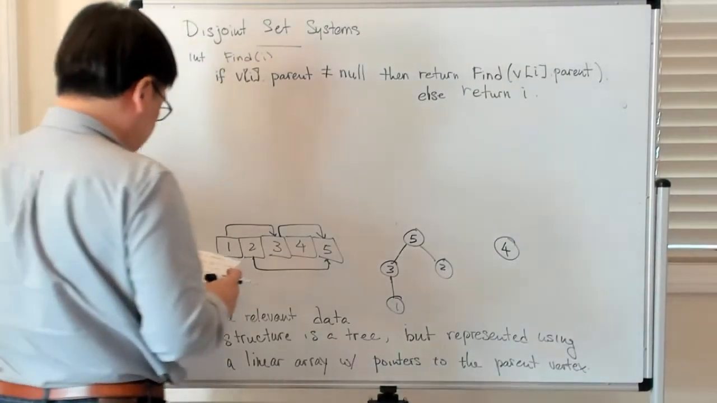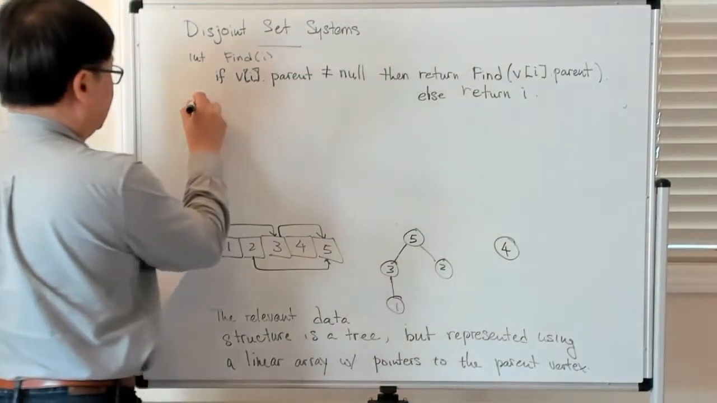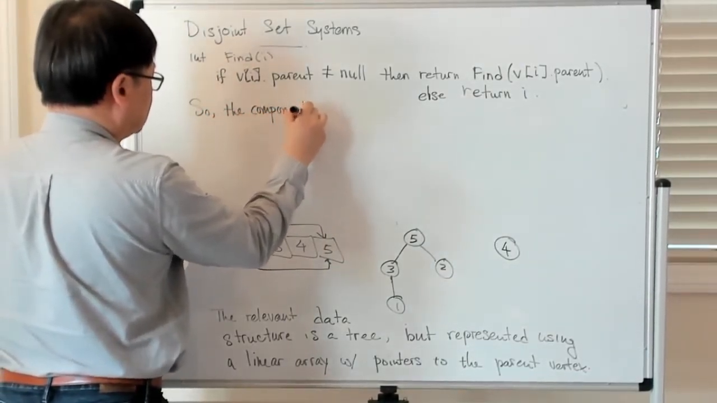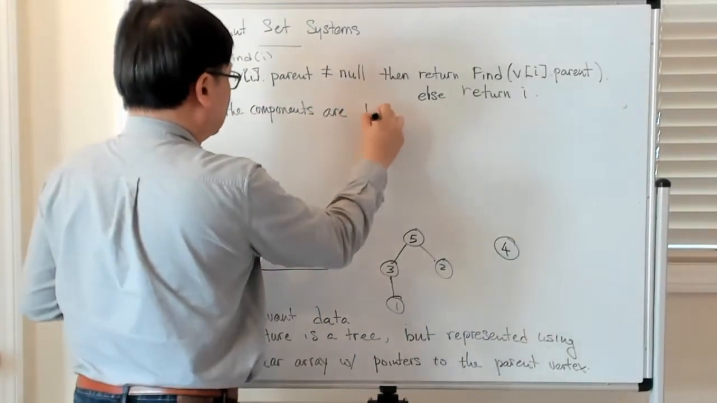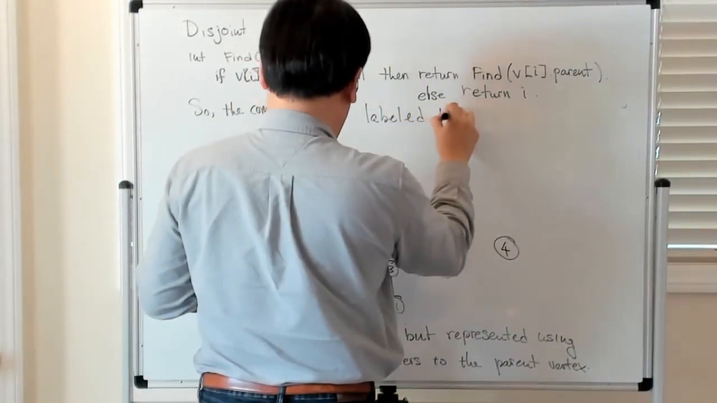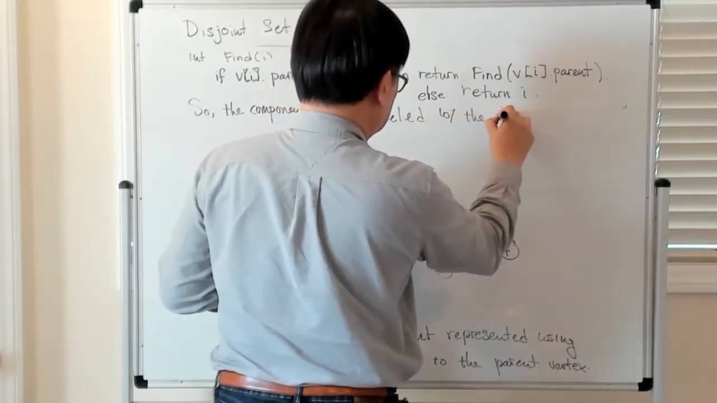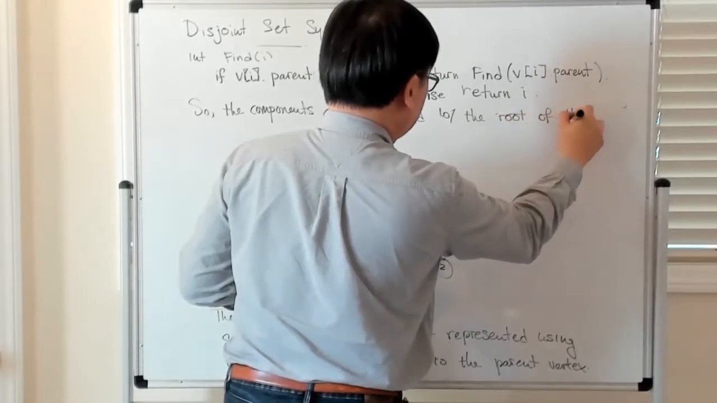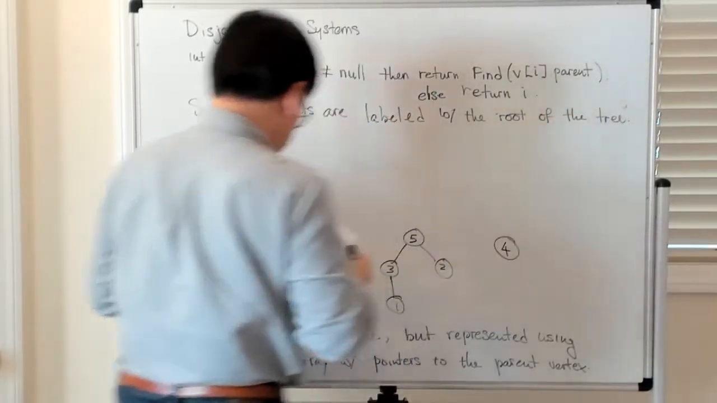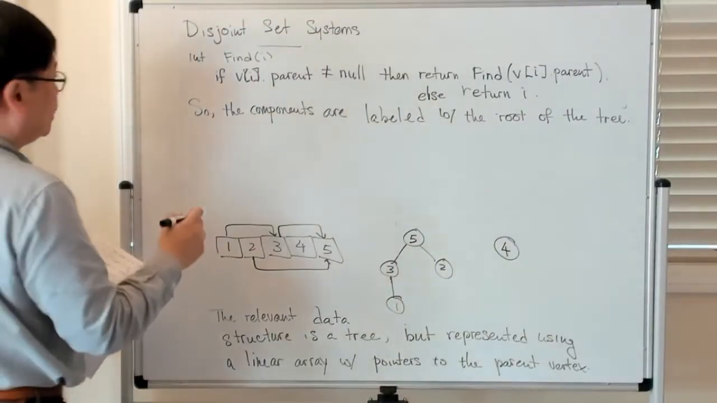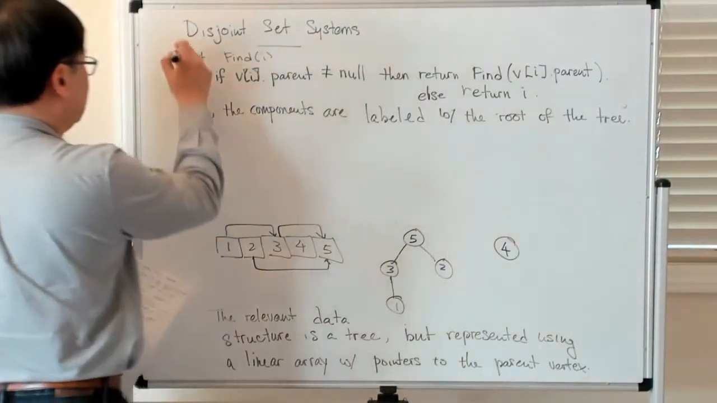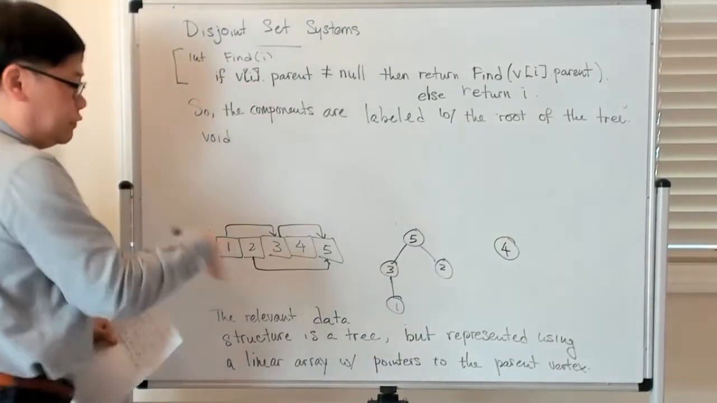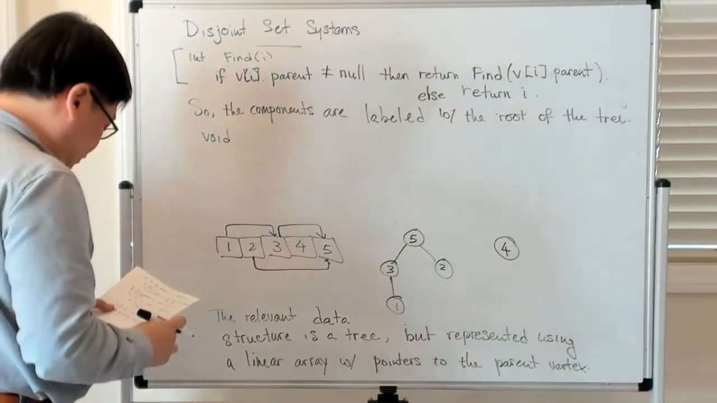Okay, so that's saying that the components are labeled with the root of the tree, which is kind of a nice way of doing things. Then you can construct the union operation. This doesn't return anything; it just changes the links in some sense.